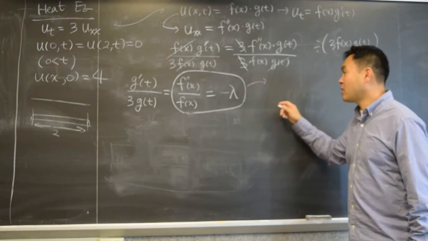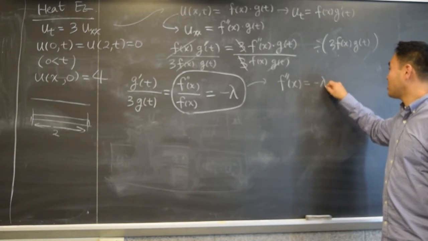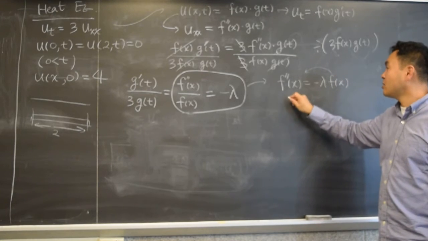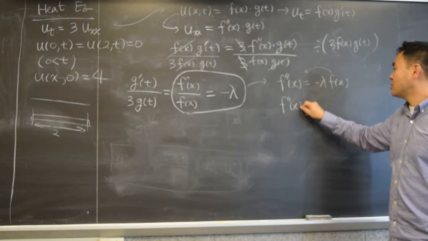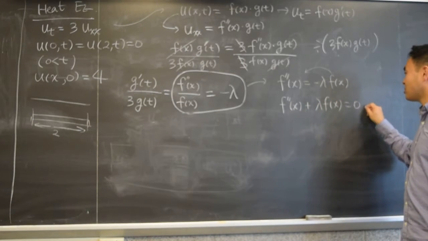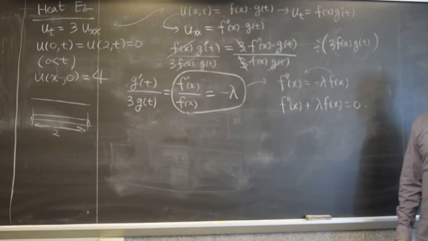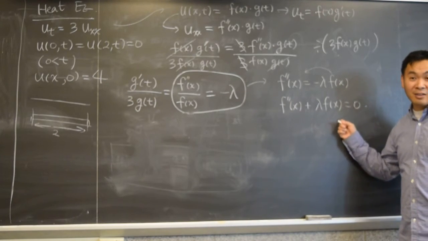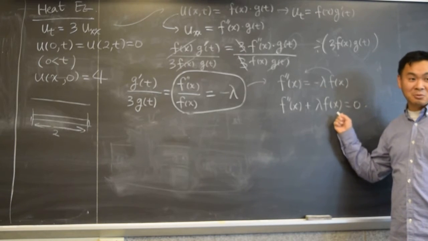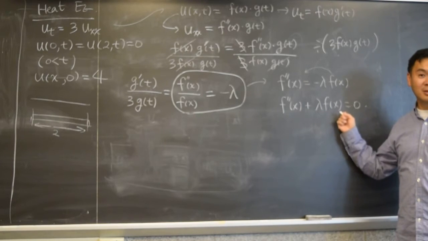Multiply f(x) both sides, and you get f double prime of x equals negative lambda f of x. Move this to the other side, and you get f double prime of x plus lambda f of x equal to 0. Where did we do this before? Chapter 3. That's the eigenvalue, eigenfunction problem, right? Yeah. But we can't just solve this. We need something more. What?